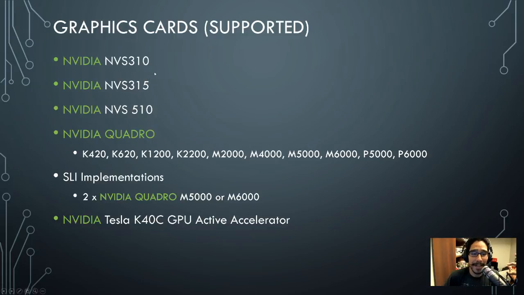If you have the money, like 600 or 1,000 or more than that, you could bump it up to these guys right here, the Quadro. Again, like I said earlier, it does support SLI, NVIDIA Quadro M5000 or M6000. And it also supports an NVIDIA Tesla, the K440C GPU. All right, so that's the PowerPoint.